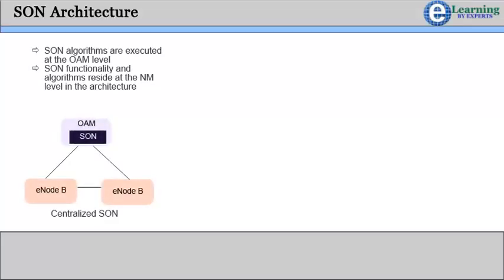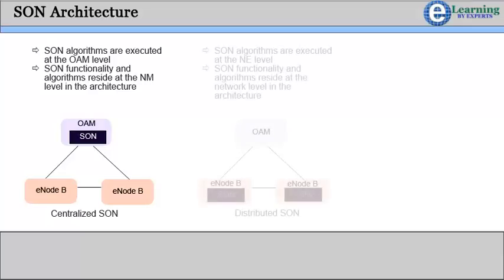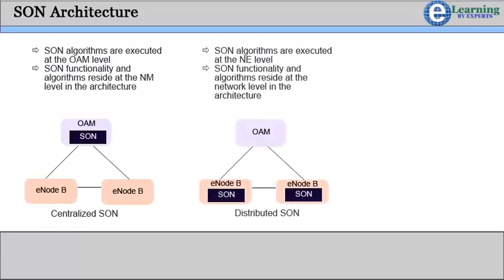Centralized SON. The SON algorithms are executed at the OSS level of the existing network management systems or additional standalone servers. SON functionality and algorithms reside at the network management, or NM, level in the architecture. Distributed SON. The SON algorithms are executed at the network element, or NE, level. SON functionalities reside at the network element level in the architecture.